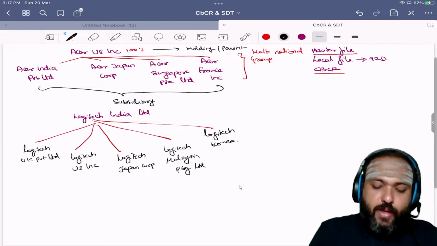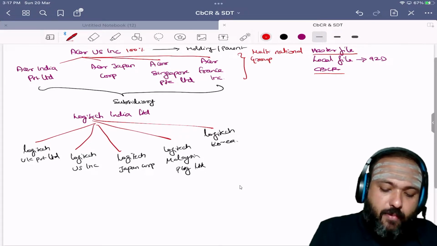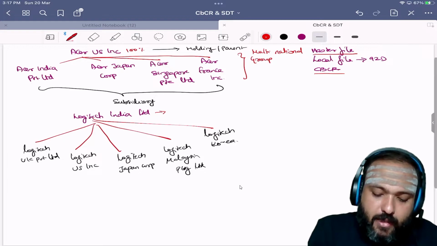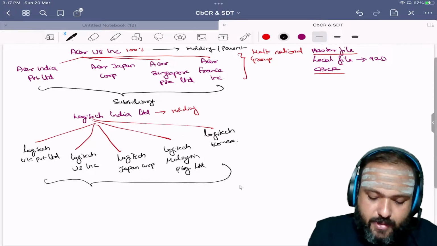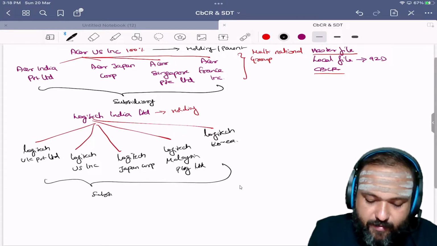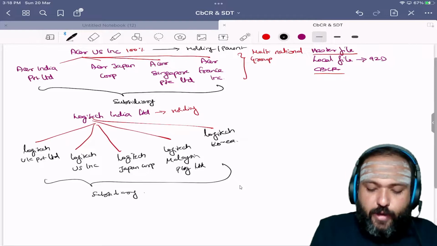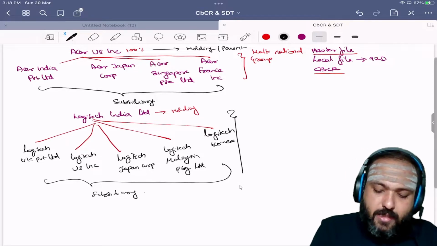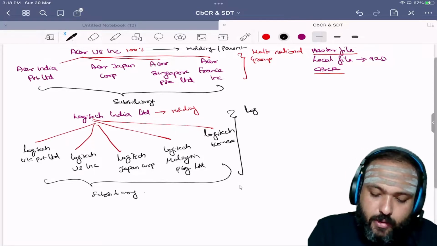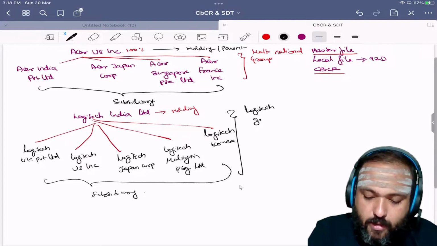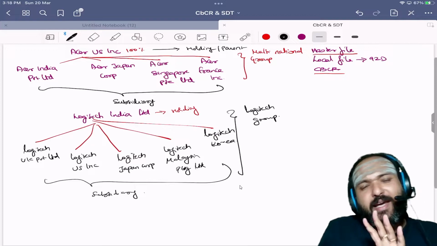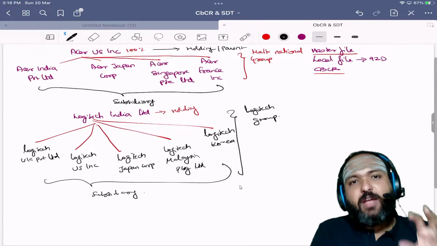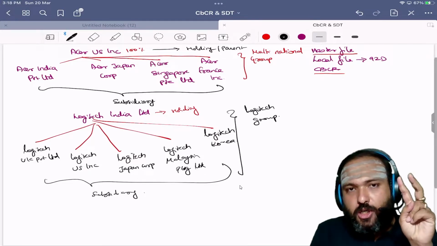So there are 2 examples here. Again, as per the Companies Act, they will be considered as holding and these will be considered as subsidiary, correct? And from the group reporting point of view, this is called the Logitech Group. Now, the entire premise of country by country reporting is based on 2 terminologies.